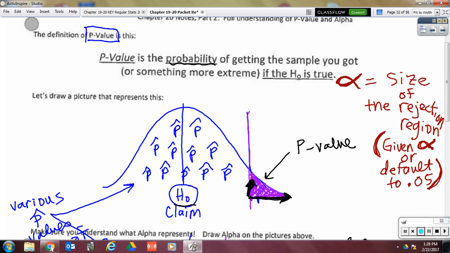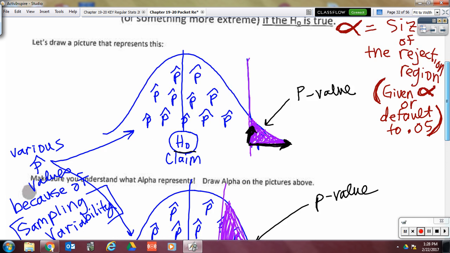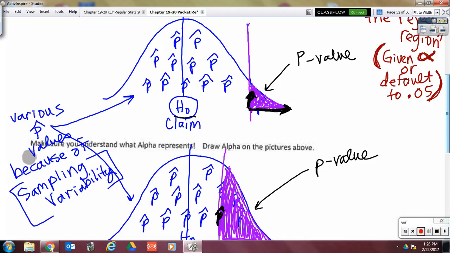Okay, so now let's put some alphas on here. I'm going to actually put it in the same location. Let's say here is the location of alpha. I'll go ahead and say it's 0.05.